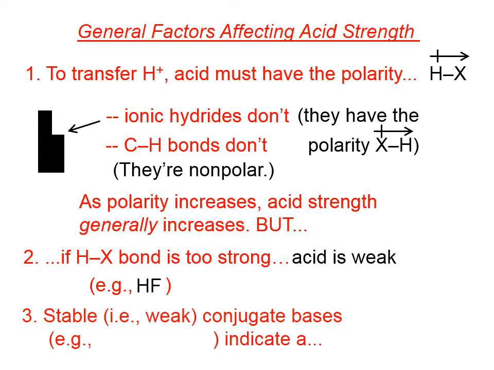And thirdly, stable, that is weak, conjugate bases, like the nitrate ion and the chloride ion, tend to indicate a strong acid. And we recognize these conjugate bases as being the conjugates of strong acids.